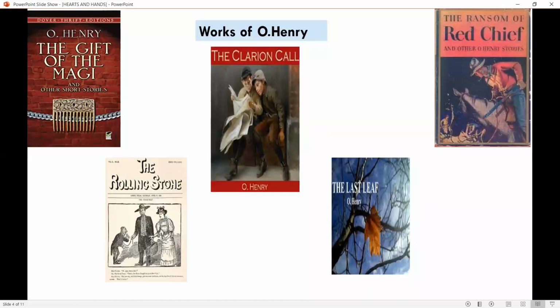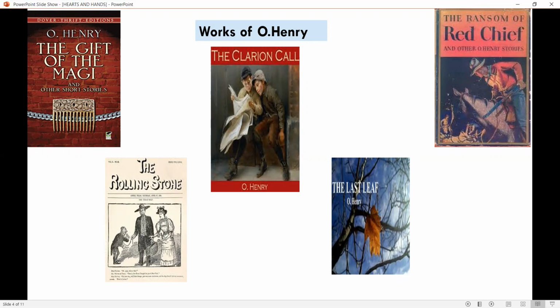Now, these are some of his short stories. I'm sure you would have heard the popular ones, The Gift of the Magi, The Last Leaf, and The Ransom of Red Chief. I think you have learned The Ransom of Red Chief in 6th or 7th standard, right? Other short stories are The Clarion Call, The Rolling Stone. Now, all these end in a very unexpected manner.